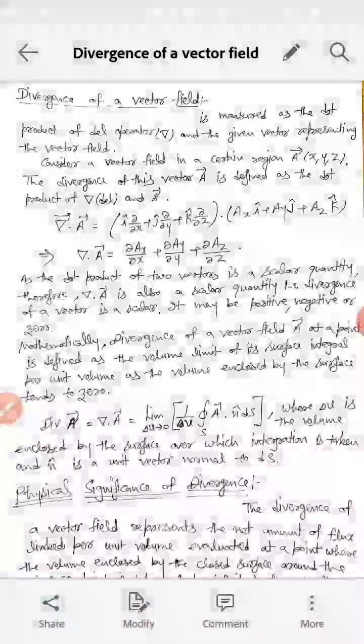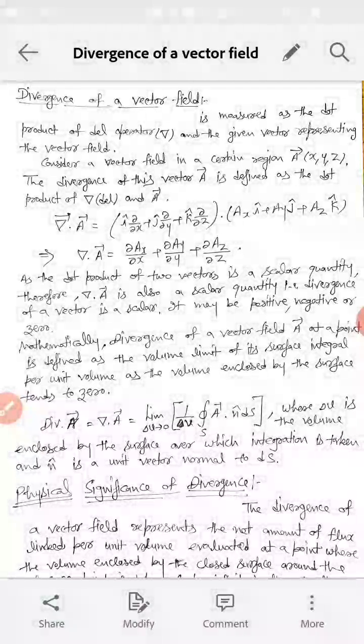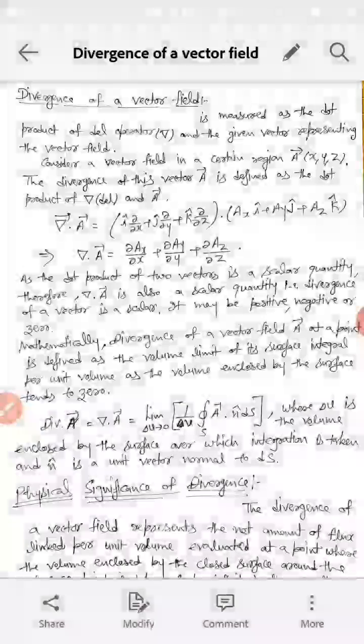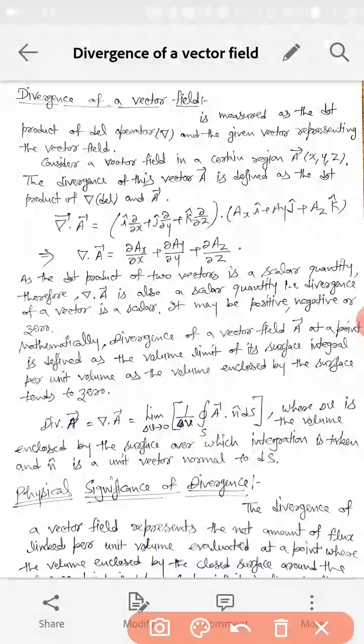And a vector A is equal to Ax i cap plus Ay j cap plus Az k cap, and divergence of a vector field is nothing but the dot product of these two vectors, del dot A, which will become ∂Ax/∂x plus ∂Ay/∂y plus ∂Az/∂z.